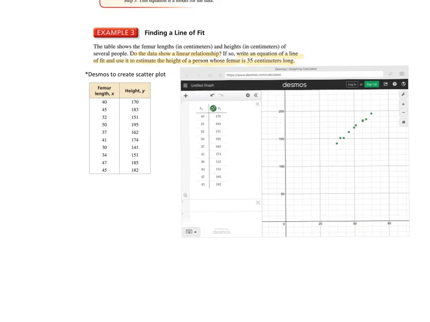So the first question, do the data show a linear relationship? And yes, it does. So yes, it's linear. It looks like a line. The second question, we need to write an equation of the line. So we're going to let our technology do this.